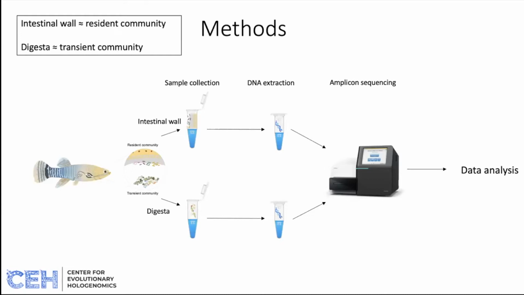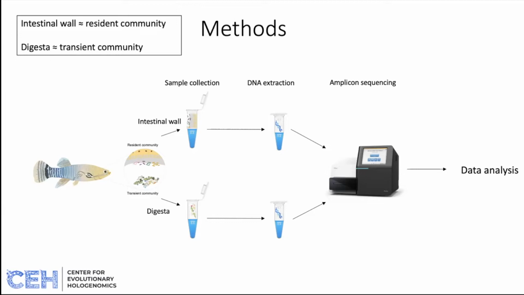So what we did was we caught the fish in baited traps. Then we took out the intestine. And if there was any digesta present in the intestine, we squeezed that out and stored that as a sample, as a proxy for the transient community. And then we took the empty intestine and cut it into pieces, and stored that as a sample, as a proxy for the resident community.